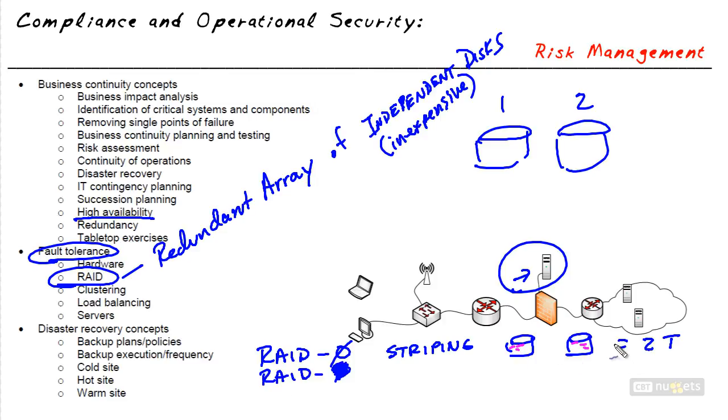I also want to point out that with striping, we get full use of those drives. So if this is 1 terabyte and this is 1 terabyte, we would have total usable space of approximately 2 terabytes. And again, the challenge is there's no fault tolerance here.